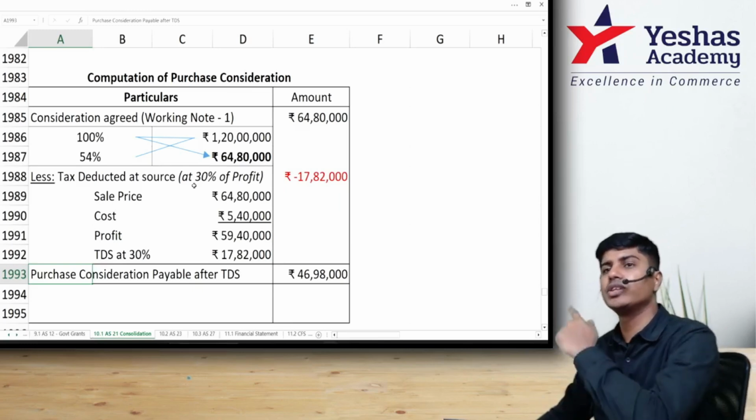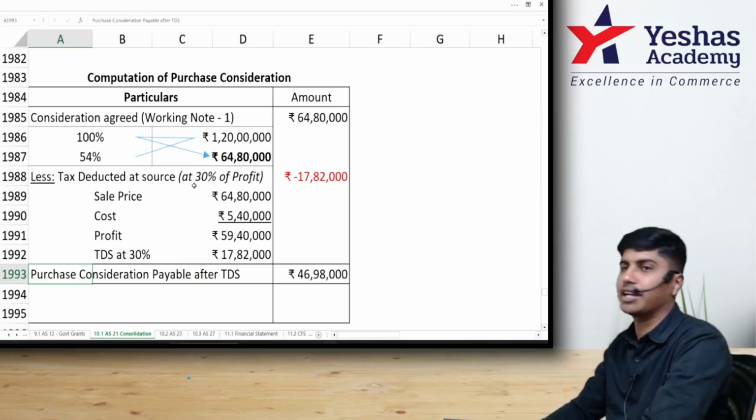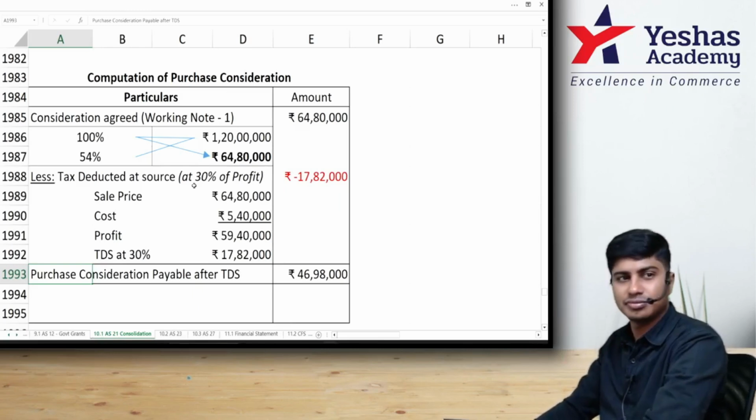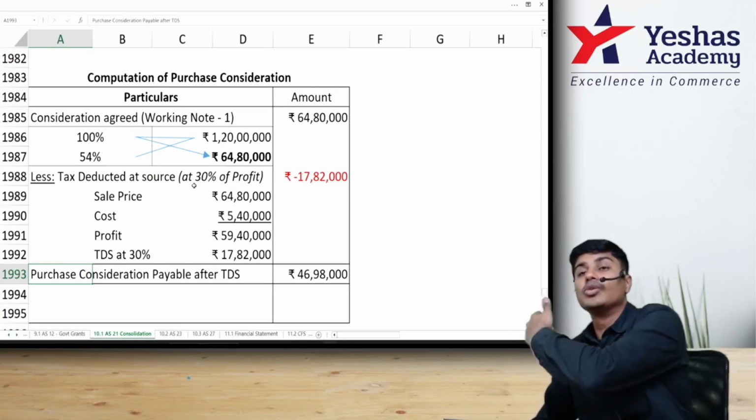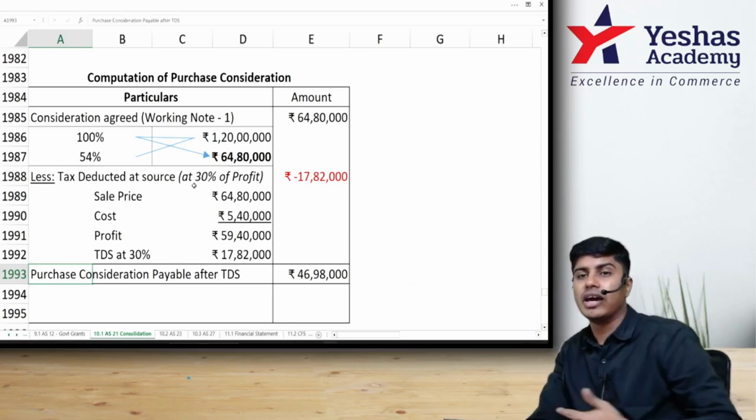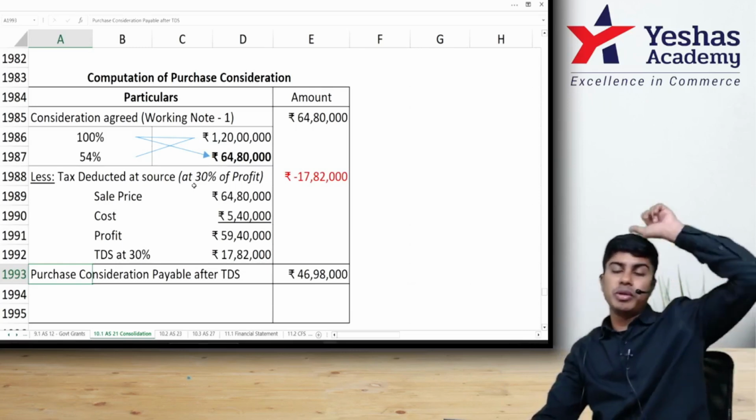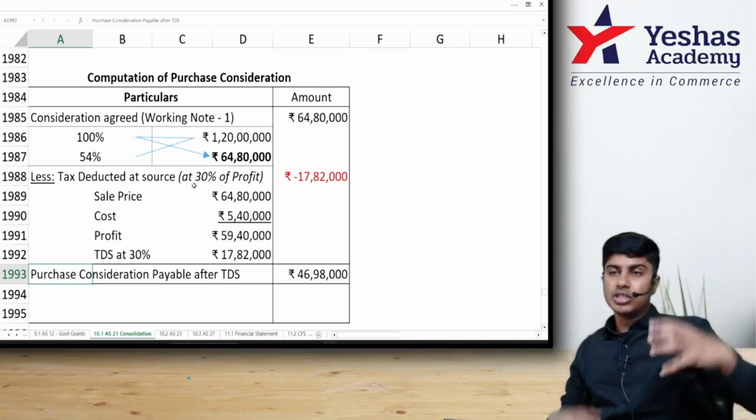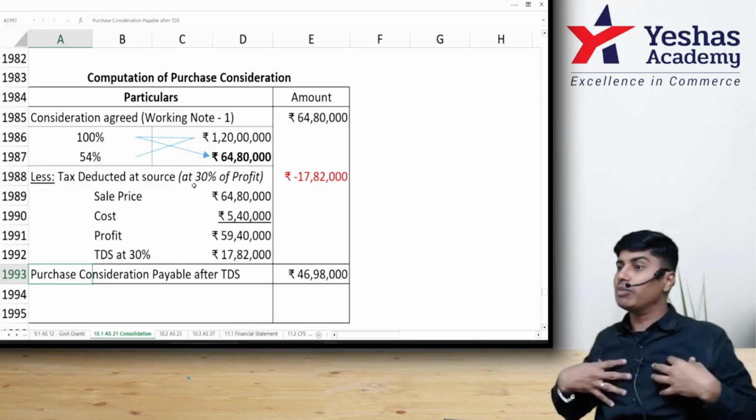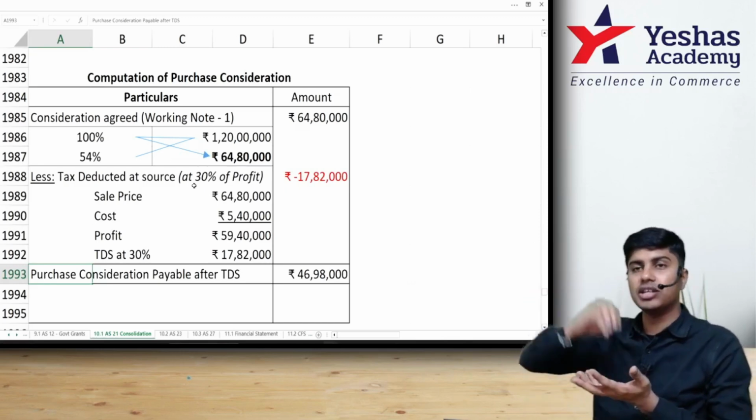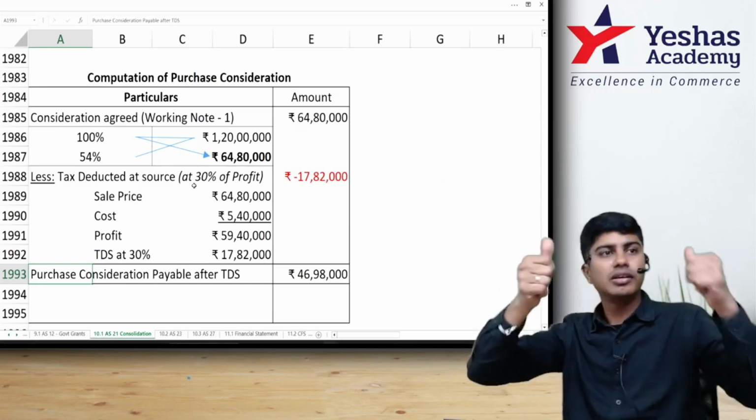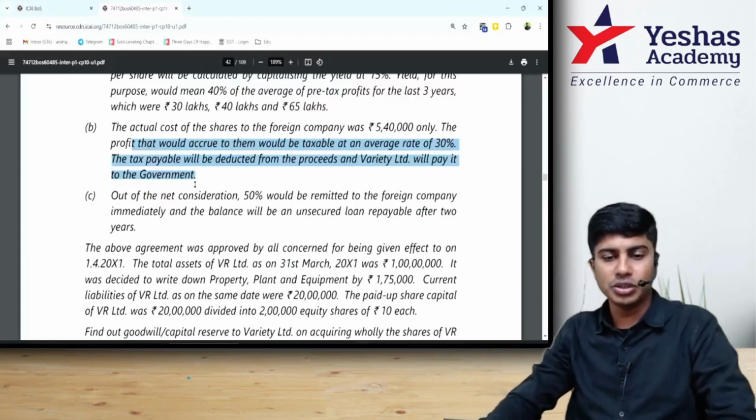17 lakh 82,000 will be paid to the Central Board of Direct Taxes, CBDT. Need to create one challan, then file your TDS return and then pay this. How much? 17 lakh 82,000 is paid to the government as TDS on the payment to be made to the foreign company of 6480. 6480 is my consideration, that is my cost. I pay 1782 to the government and 4698 to my foreign company. Understood? Read the question further.